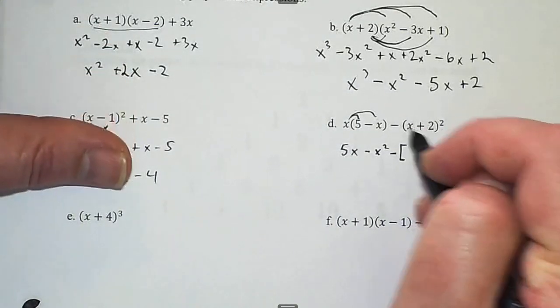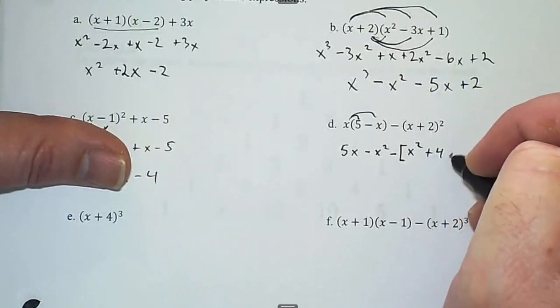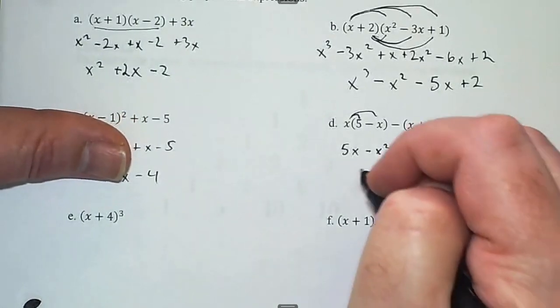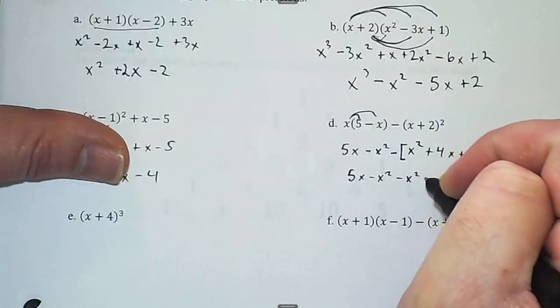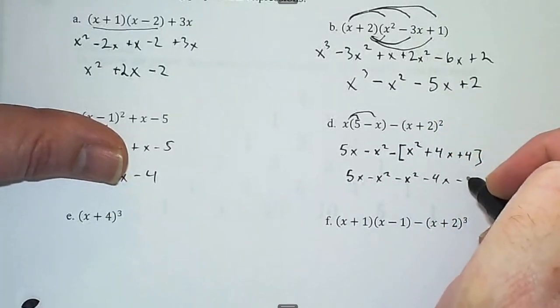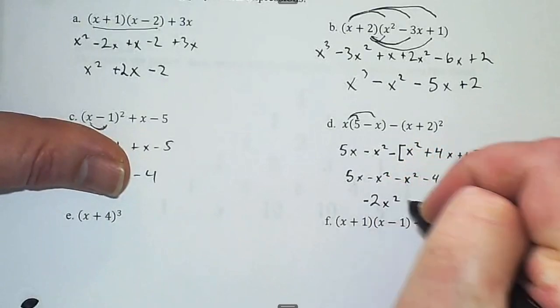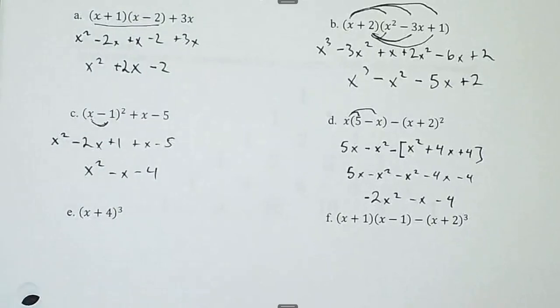Now I'm going to square this binomial. So that's square the first term, multiply the two together and double it, square the last term, like that. Then I'll distribute the negative after I've squared it. And that gives me a negative 2x squared minus x minus 4 if I put it in order.